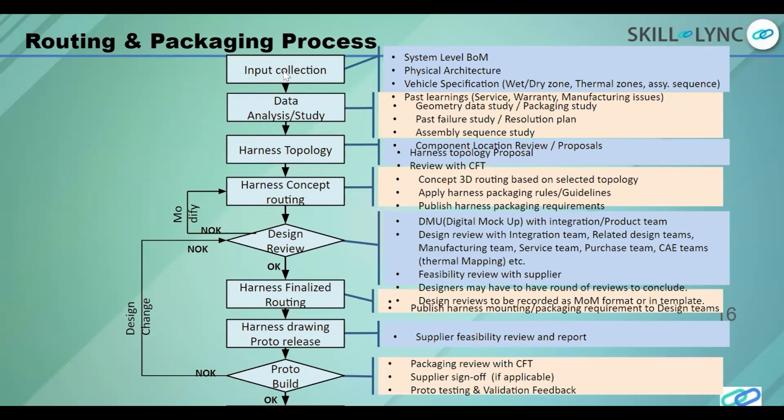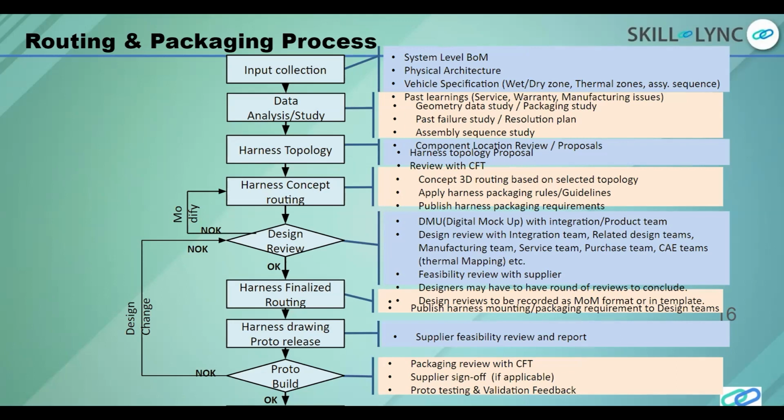If there is any modification required in the stages where the cross-functional teams are involved, you are again going to go back to the harness concept routing stage for making the modifications. And then we are going to go for the design review again. And then further, if it is okay, we'll go for the finalized harness routing, correct?